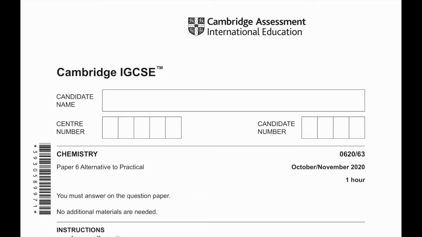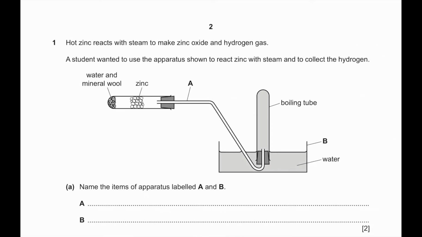Today we'll be solving Cambridge IGCSE Chemistry Paper 6 Alternative to Practical October-November 20 Paper 63. Question number 1. Hot zinc reacts with steam to make zinc oxide and hydrogen gas. A student wanted to use the apparatus shown to react zinc with steam and to collect the hydrogen.